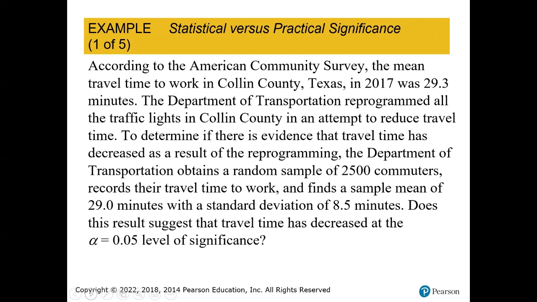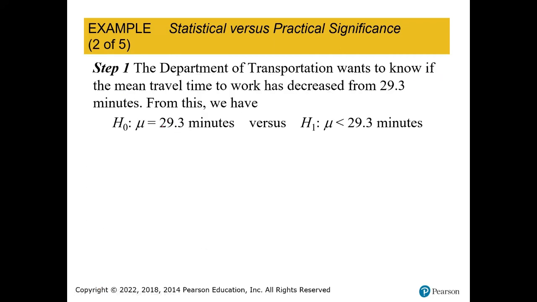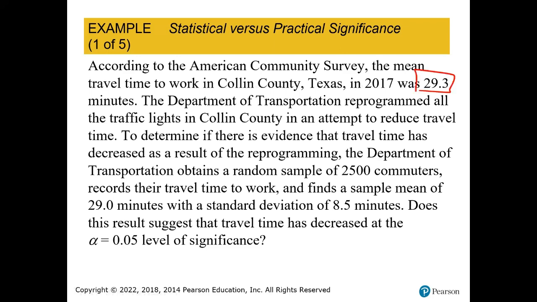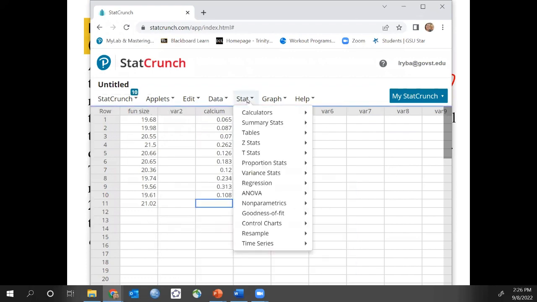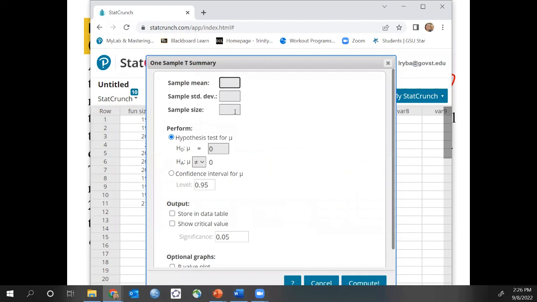First, we're going to run our test. Our mean was 29.3, and we want to now test, is it less than 29.3? Let me go back here so that I can see my data. We have a t-stat, one sample, and this time I have a summary. So my mean is 29.0, a standard deviation of 8.5, and I sampled 2,500 people. We are testing that against 29.3, and I want to know if it is now less than.